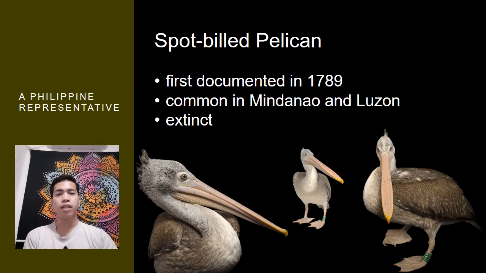The spotted pelican or the Philippine pelican is the only pelican species ever recorded to inhabit the islands. The species was first documented in 1789 and they were commonly observed in Davao Gulf, Candaba Swamp in Pampanga, Laguna de Bay, and the coastal regions of Bulacan in the pre-war years.